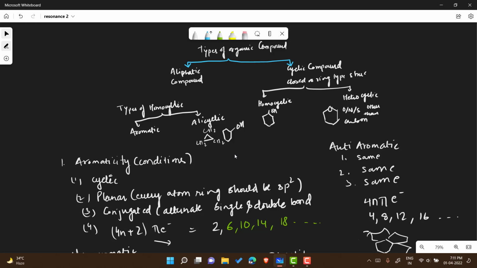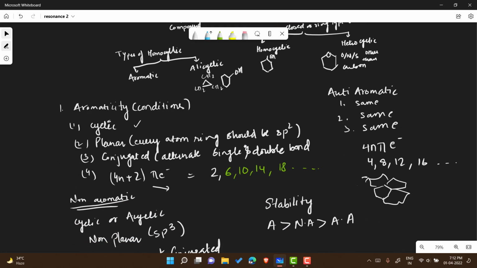So for a compound to be aromatic, there are certain rules or conditions that it should follow, which are: firstly, it should be cyclic, as we talked about earlier. Secondly, the structure should be planar, and by planar I mean all the atoms in the ring should be sp2 hybridized, neither sp nor sp3. Okay, only sp2 hybridized. And it should be conjugated, as always for resonance. What does conjugation mean? It should have alternate single and double bonds, right?